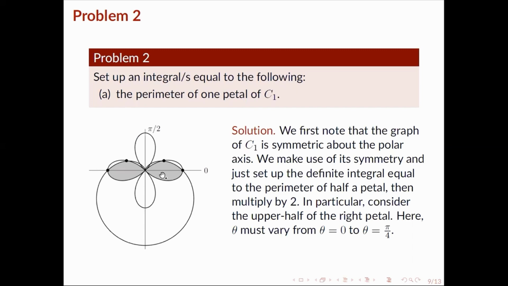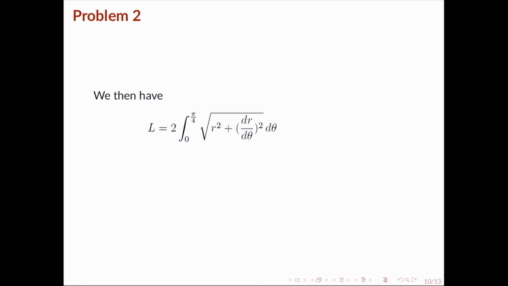So in particular, we will be considering this petal, the upper half of the right petal, and we can just cut it in half, get the length or the perimeter of this region, and multiply it by 2. So theta here must vary from theta equals 0 to theta equals pi over 4. We then have the arc length given by 2 multiplied by the integral of the square root of r squared plus the square of dr over d theta, from 0 to pi over 4. Then just substitute the value of r and the derivative of r with respect to theta, and we will get 2 multiplied by the integral of the square root of the quantity 2 cosine of 2 theta squared plus the square of the quantity negative 4 sine 2 theta, from 0 to pi over 4.